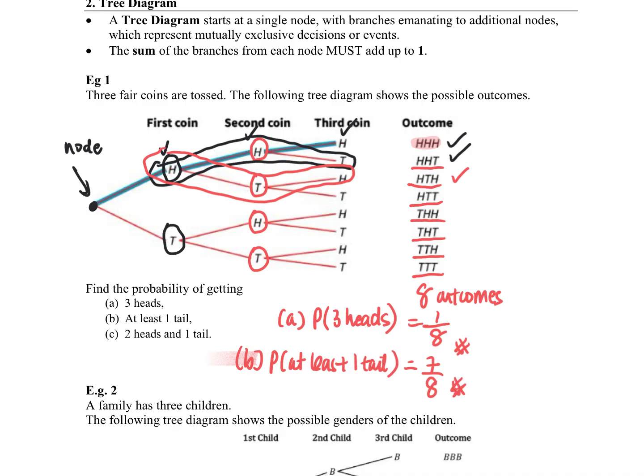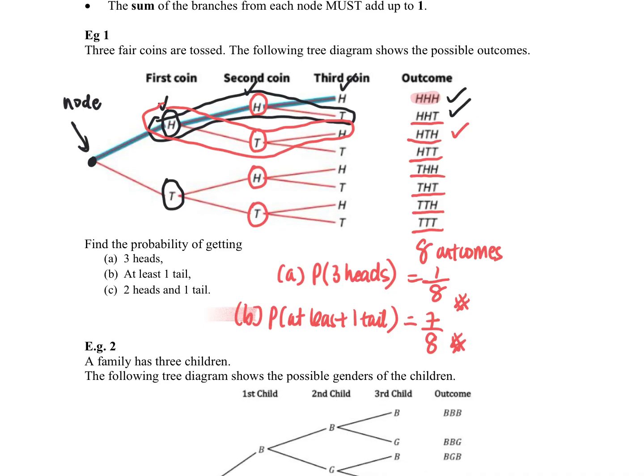Alternatively, there's another way to look at this. I can find all the possibilities, which is 1 whole, minus the probability that there's no tail. It is the same outcome. That means I just use 1 whole minus the probability of no tail, which is this 3 heads. I will also get 7/8. It's the same thing.